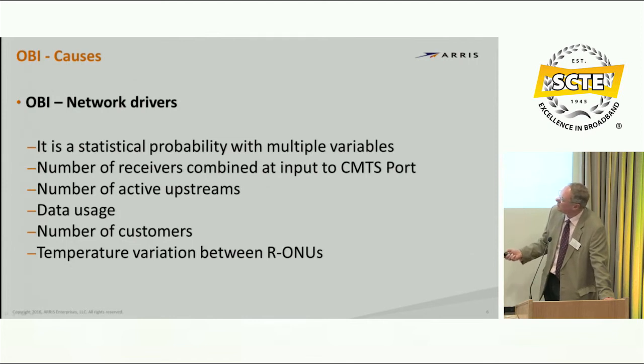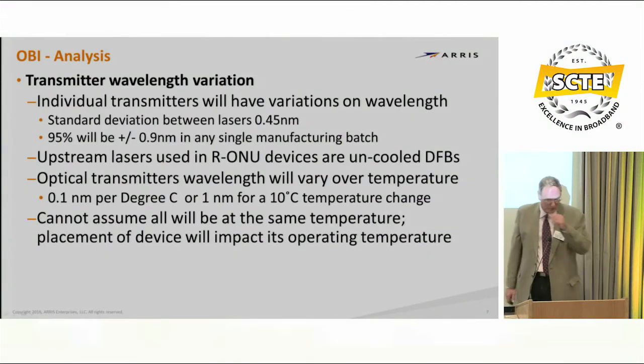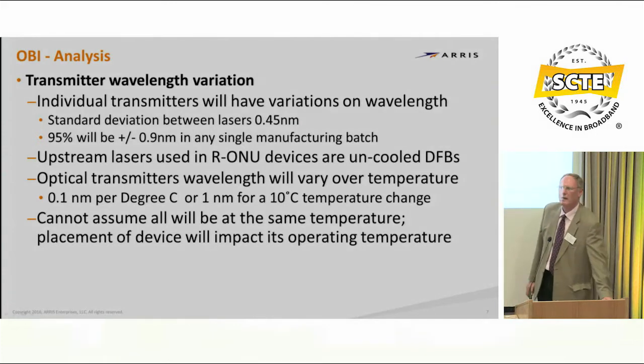The other thing to bear in mind is temperature variation. It becomes critical. Return transmitters in an RFoG system are low-cost transmitters. They're not thermally stable. So the wavelength of the transmitter changes with temperature. We have 0.1 nanometer per degree centigrade, or a 1 nanometer change for a 10-degree temperature change.